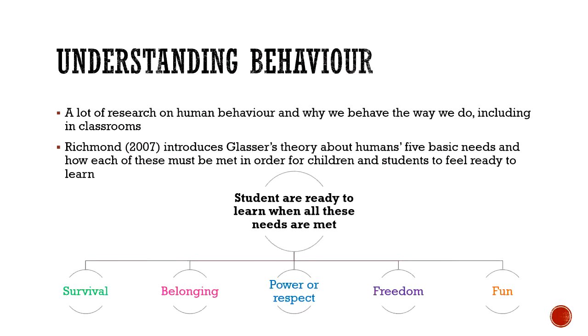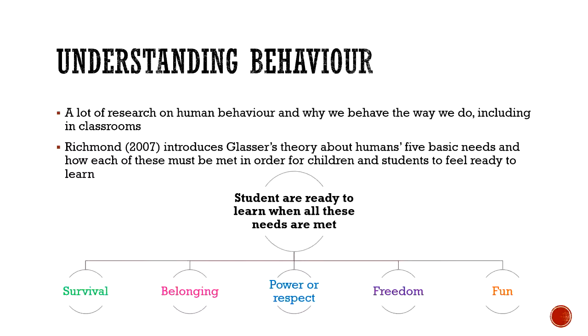Now, there is a lot of research on human behaviour, on why we behave the way we do, including the behaviour of students and teachers in the classroom. Richmond introduces Glasser's theory about humans' 5 basic needs, and how each of these must be met in order for children or students to feel ready to learn.